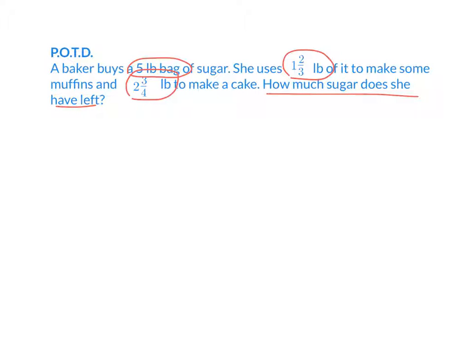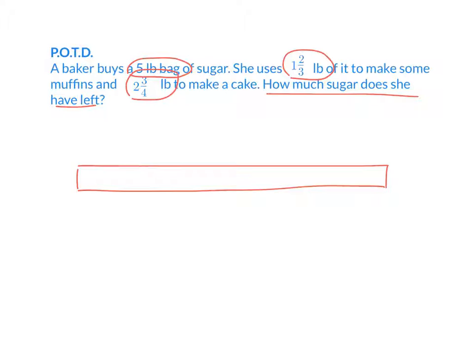Draw. Very good. Are we starting with small amounts and swishing them together to add them up? Or are we starting out with a big amount and taking things away? Very good. So let's draw a big amount of tape for our tape diagram. And how much does the baker start out with? Everyone? 5 pounds. Very good.